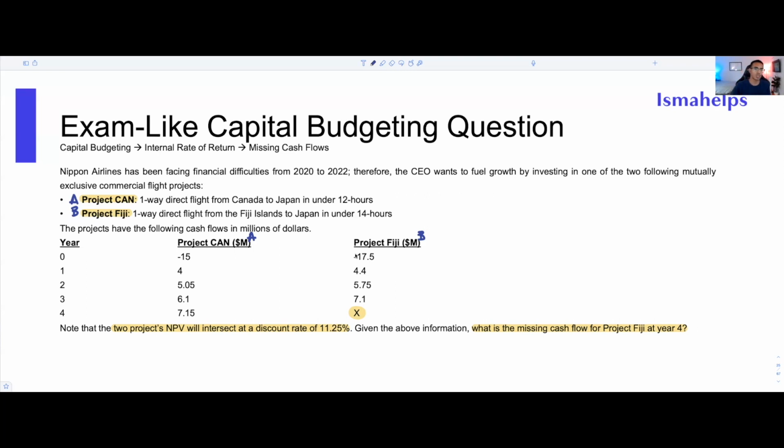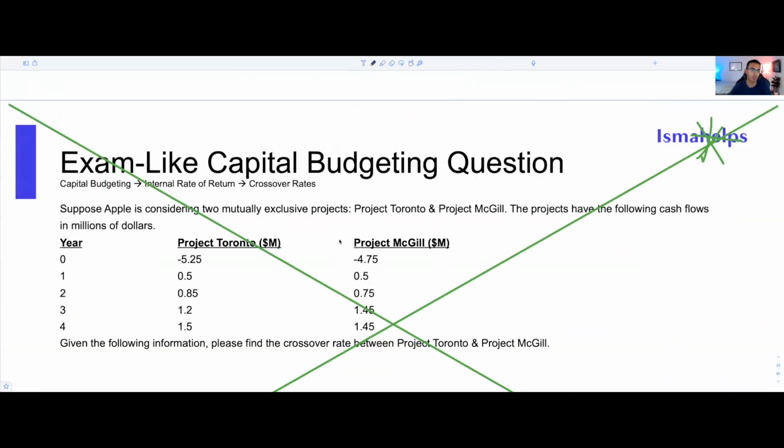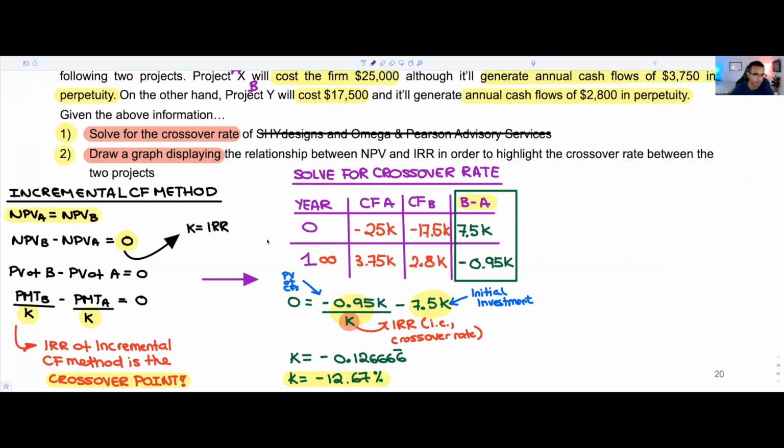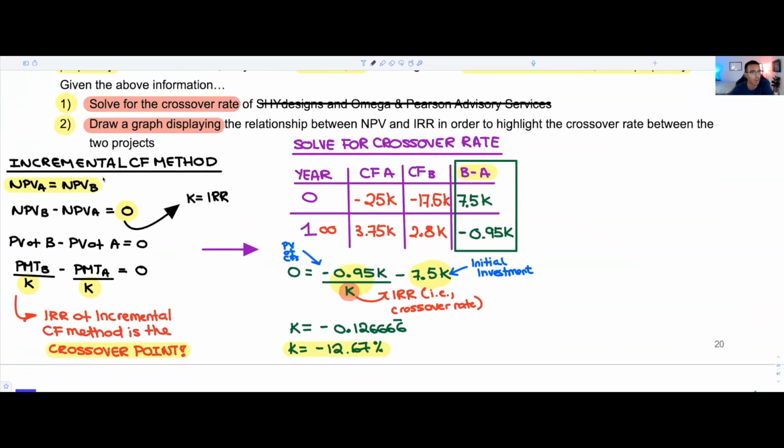Now, I'm not going to run through it too much, but I'll give you a quick example of what this means. If we go up a little bit, right here, I wrote a proof of what the incremental cash flow method is all about, which is the method we're going to use here. But notice something: the intersection of two NPVs, the crossover point, is the point at which the NPV of Project A is equal to the NPV of Project B, which is literally what I wrote right here. In other words, if the NPV of Project B is equal to the NPV of Project A, we could say that NPV of B minus NPV of A will give you 0.